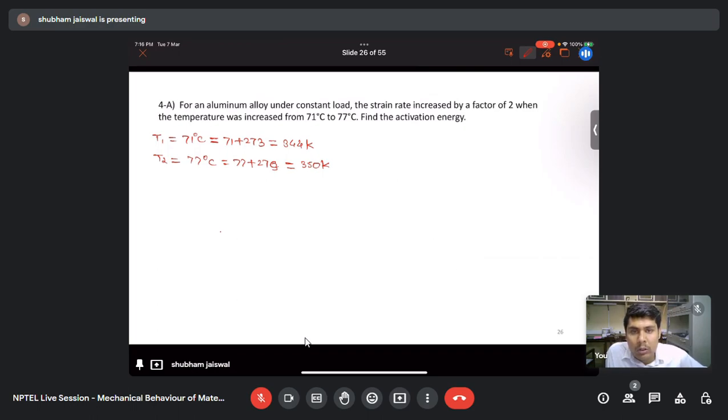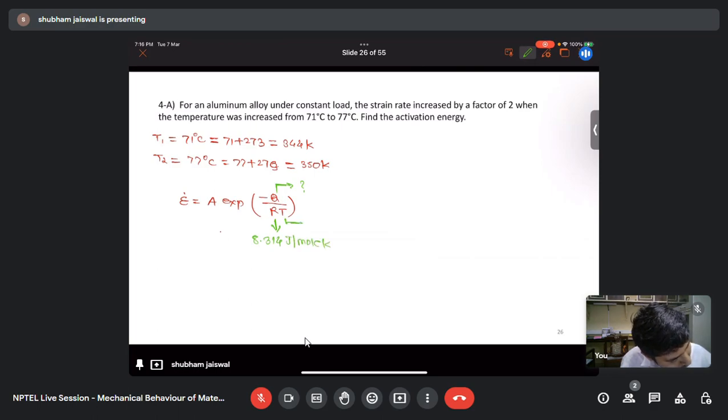So now here they are talking about the strain rate and the temperature. So we need to consider the equation which considers the combined effect of strain rate and temperature. So what is that equation? It is epsilon dot equal to A exponential of minus Q upon RT. They are asking us to find the value of Q. R is the gas constant and it is equal to 8.314 joule per mole Kelvin. Temperature is also given, and they have also given the ratio, that is strain rate 2 is 2 times strain rate 1. The unknowns here are A and Q.